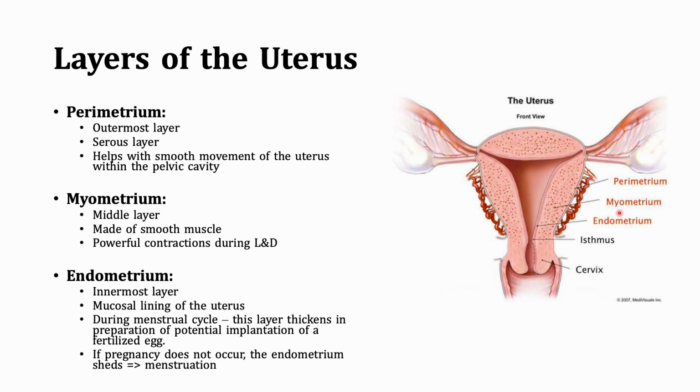So that's the outside. Then the myometrium is the middle, so myometrium, middle, and that's made of smooth muscle, and this is what actually contracts during labor and delivery and childbirth. And then the endometrium is what we discussed before, the innermost lining. It's a mucosal lining of the uterus. During the menstrual cycle, this is the layer that thickens for a potential implantation of a fertilized egg. If that implantation does not happen and pregnancy does not occur, then this is the layer that's going to be shed, and that's what leads to menstruation.